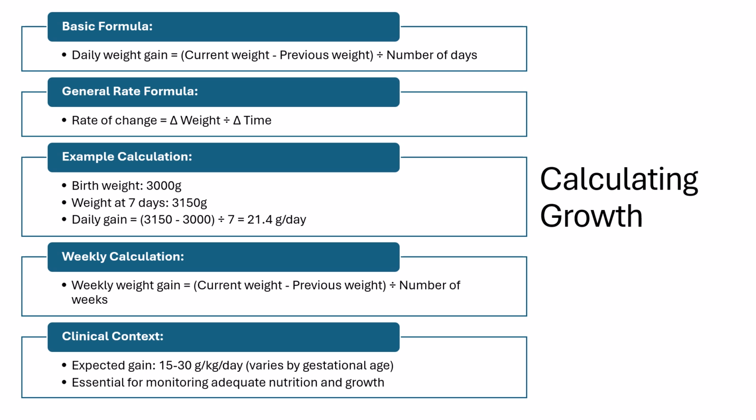If an infant weighs 3,000 grams at birth and 3,150 grams at 7 days of life, the daily weight gain calculation would be 3,150 minus 3,000, which equals 150 grams, divided by 7 days, giving us 21.4 grams per day. The same principle applies to weekly calculations. Just substitute weeks for days in the denominator.